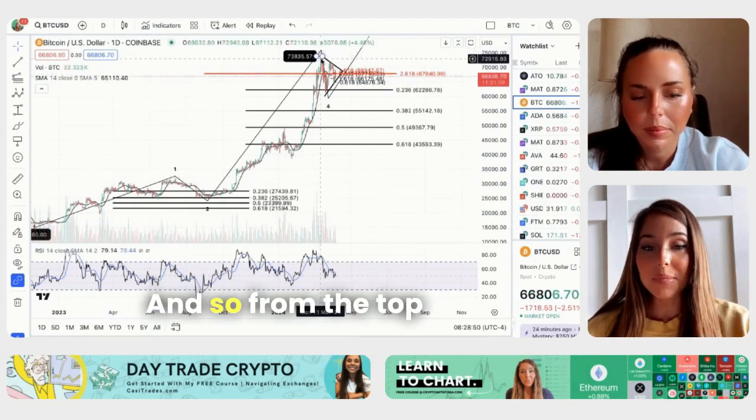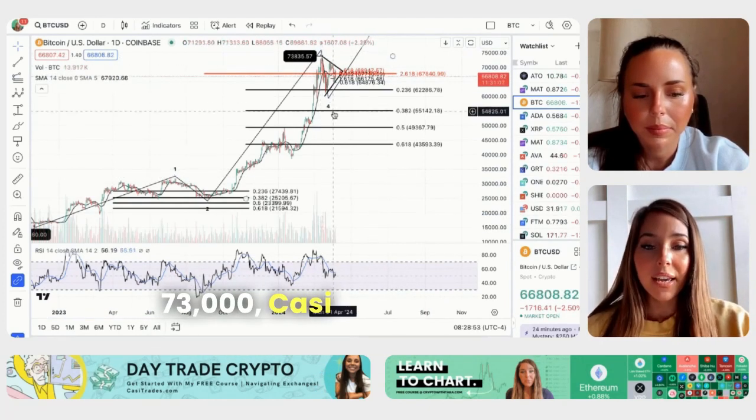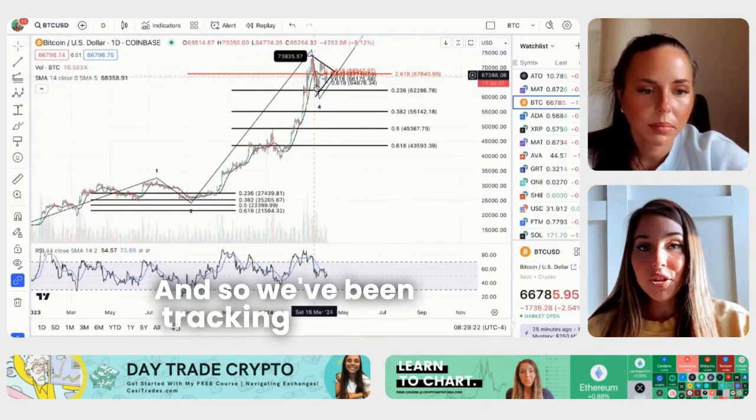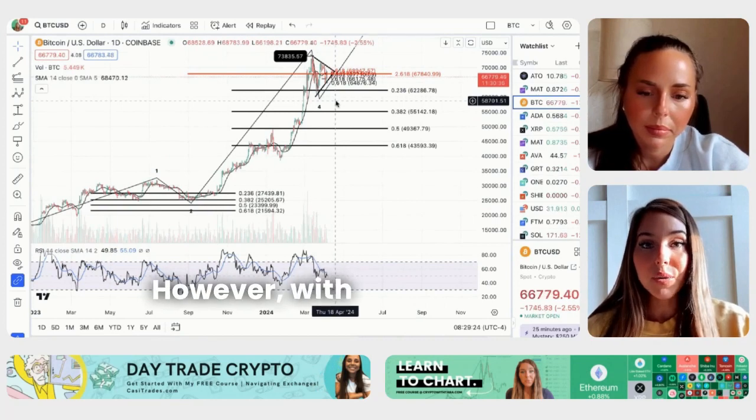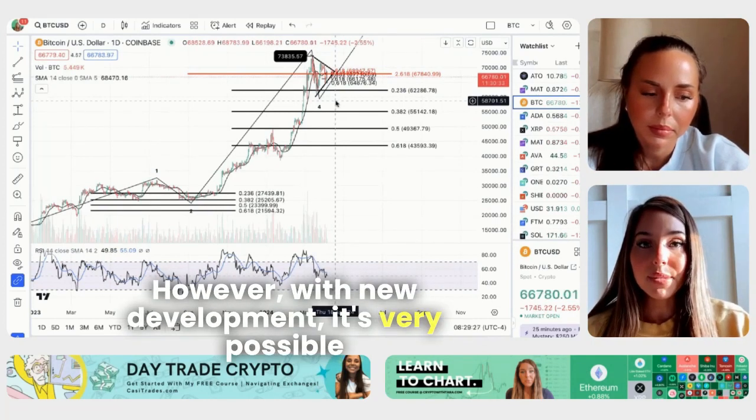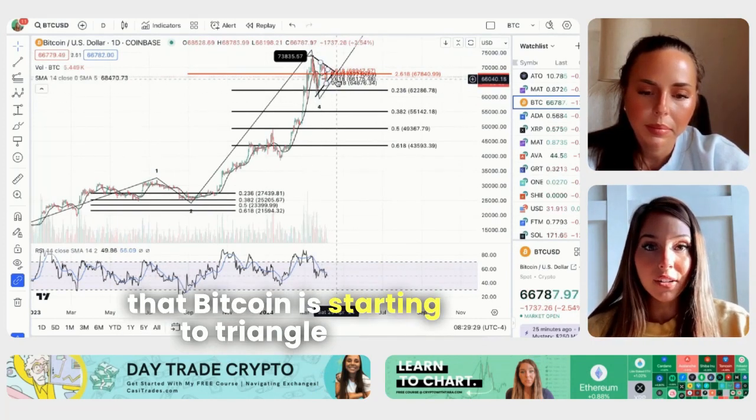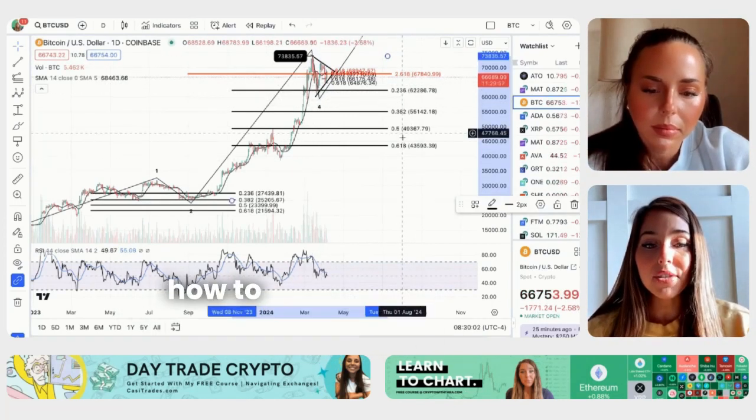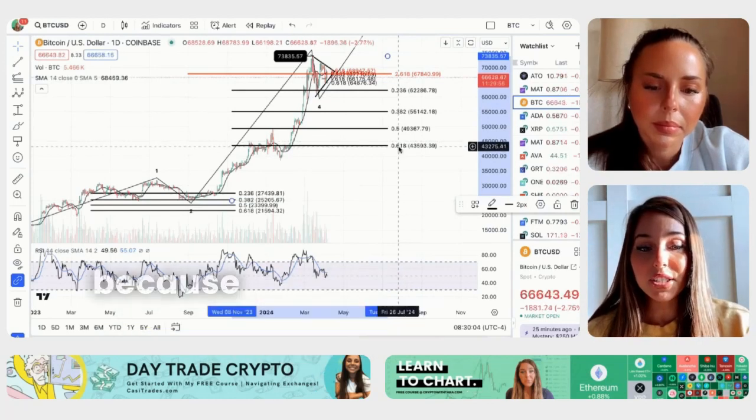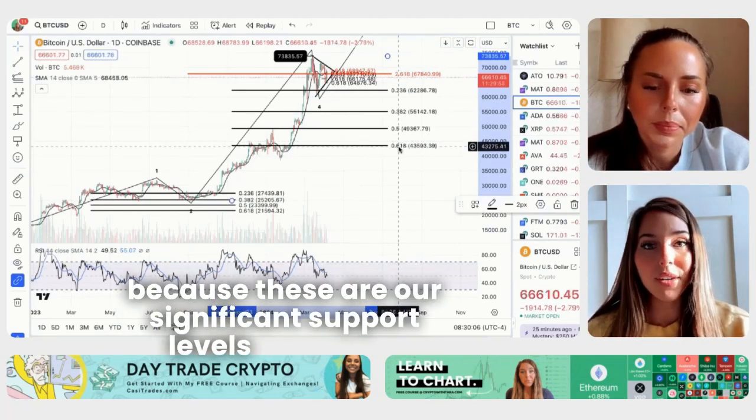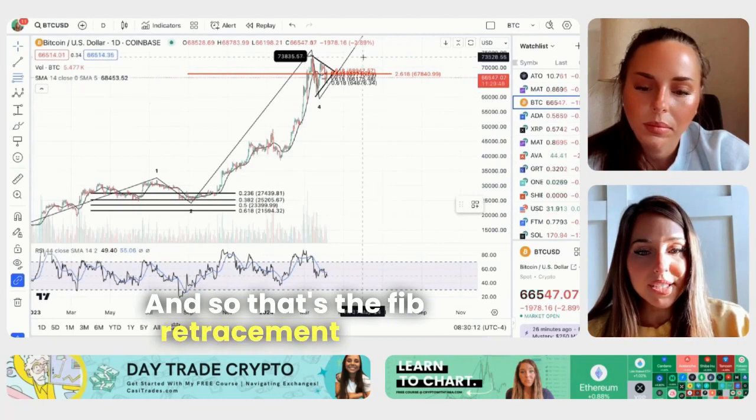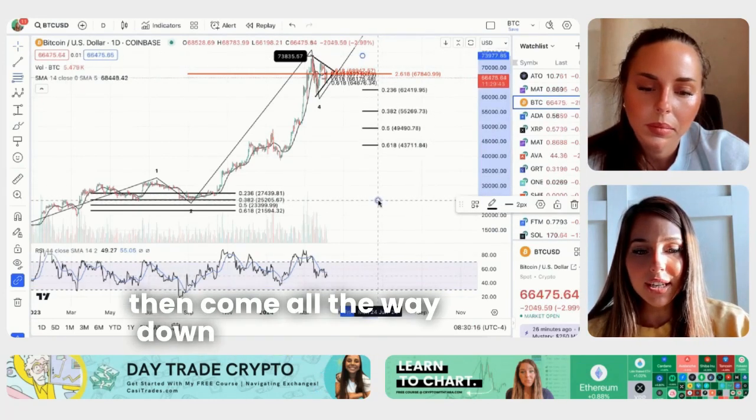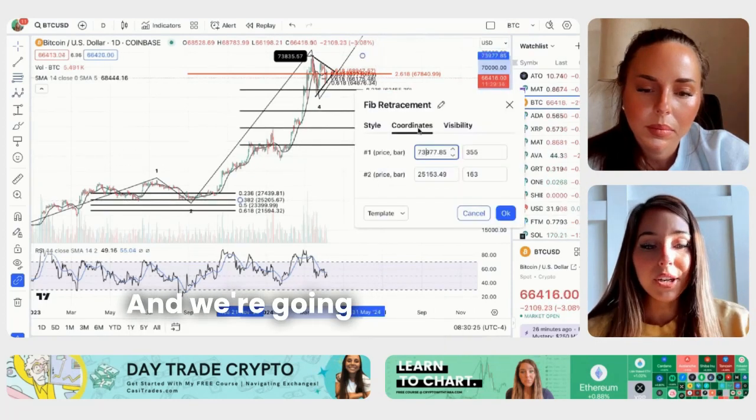From the top here at 73,000, Cassie and I have been tracking this retracement coming down for wave 4, and we've been tracking an ABC correction. However, with new development, it's very possible that Bitcoin is starting to triangle out. Before Cassie goes through this wave 4 with you guys, I want to show you how to put these retracement levels on your charts, because these are our significant support levels right now. That's the fib retracement tool. We're going to use that top there at 73,000 and come all the way down here to 25,000, and put the coordinates in.